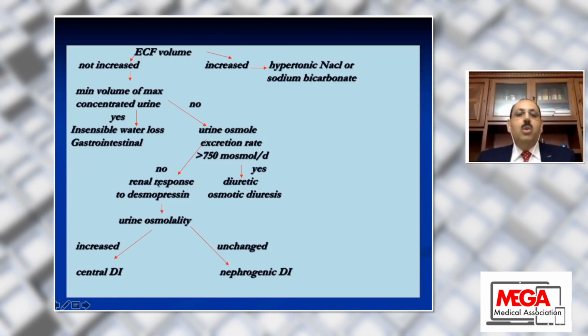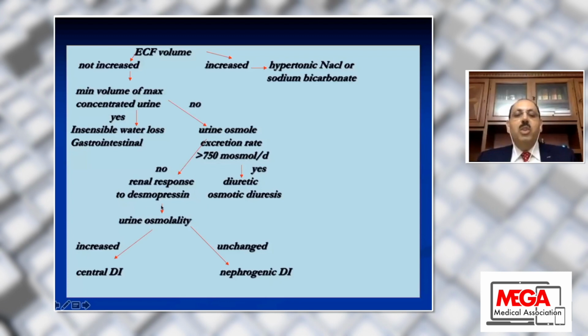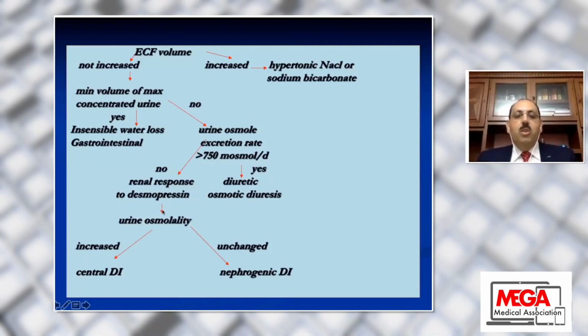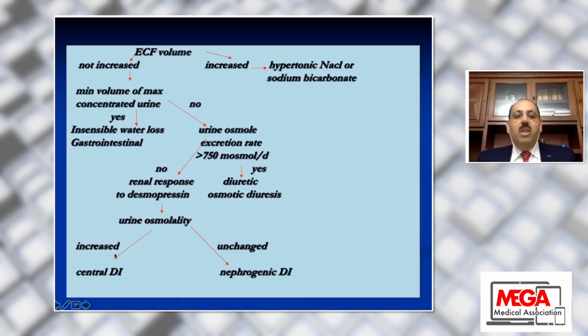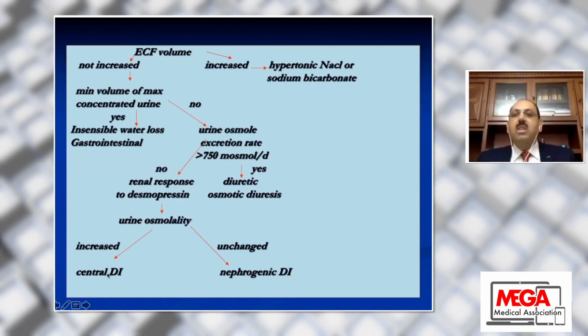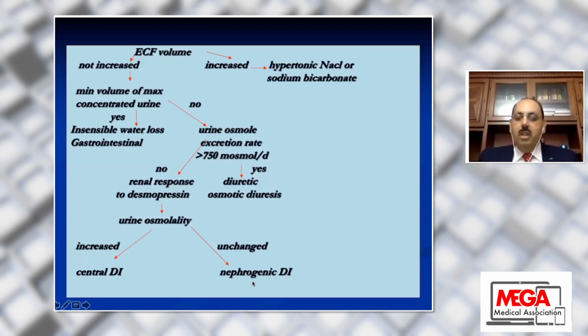So we can show the renal response to desmopressin. We can give a synthetic analog of antidiuretic hormone, desmopressin, and measure the urine osmolarity. If it is increased, it will be central diabetes insipidus. If it is unchanged, it will be nephrogenic diabetes insipidus.